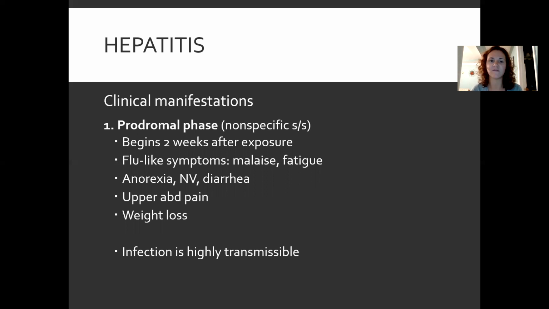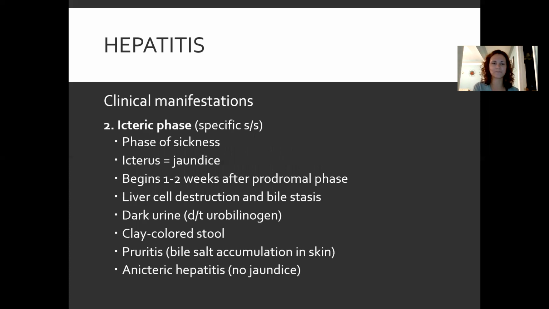So the first phase is prodromal, which is nonspecific signs and symptoms. This begins 2 weeks after exposure. They are going to experience very generalized flu-like symptoms, malaise, fatigue, body aches, anorexia, nausea, vomiting, diarrhea. They may even develop upper abdominal pain and weight loss from that anorexia that they're experiencing. During this phase, they probably do not know that they have hepatitis. However, they are highly contagious. Infection is highly transmissible at this stage.